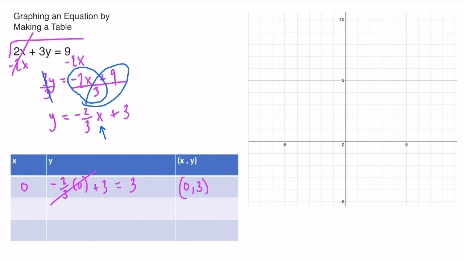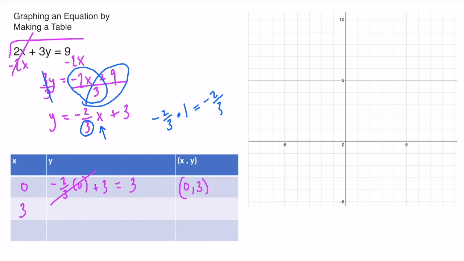So the next thing you'll notice, though, is I normally would pick 1 next, but if I do negative 2 over 3 times 1, I'm going to get negative 2 over 3. And I don't want a fraction. I don't want to work with fractions. So to get rid of the fraction, I need to multiply by something that'll get rid of the denominator. And what'll get rid of the denominator is anything that 3 will go into. So any multiple of 3. So the easiest one is just 3. And you'll see what happens.